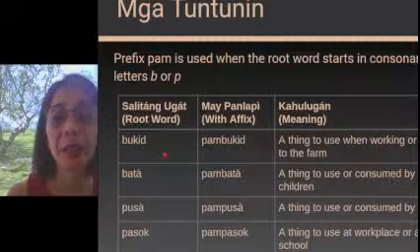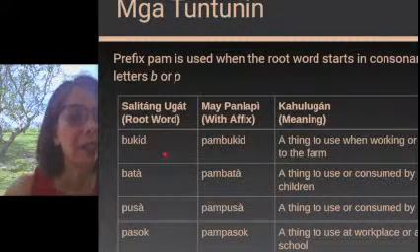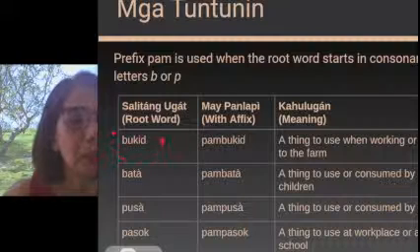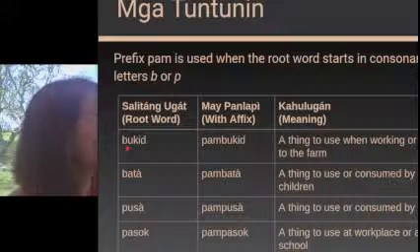It starts with letter B. So, okay, how do you want me to present this, Bruce? Shall I introduce all the root words first before saying what they mean in Tagalog, in English?